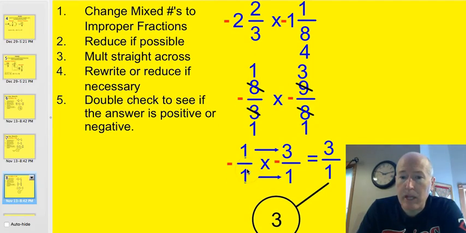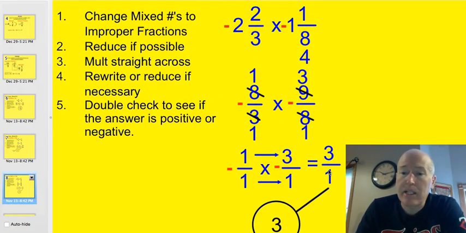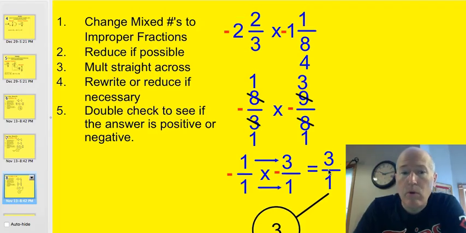So now when I multiply across, really all that's left is 1 over 1 times 3 over 1. 1 times 3 is 3 over 1. There's my answer, 3. So I like the cross reducing. Sometimes I forget to do it. If I don't do it, you just end up doing a little bit more work at the end. Don't forget, double check that answer. It was a negative times a negative, so I should have a positive answer there.